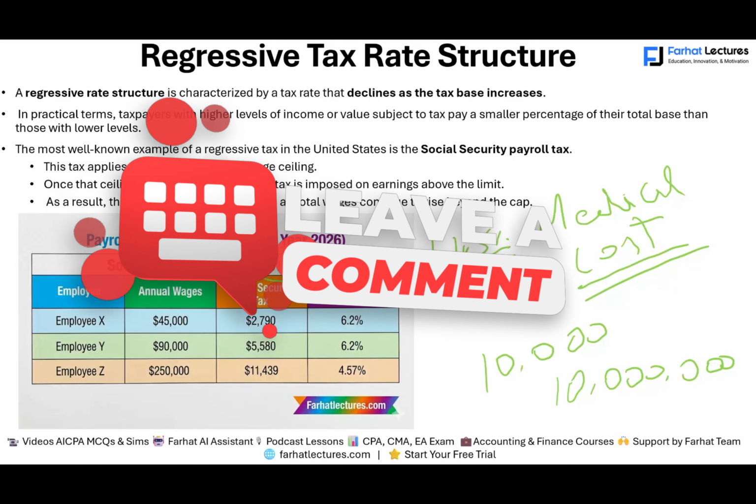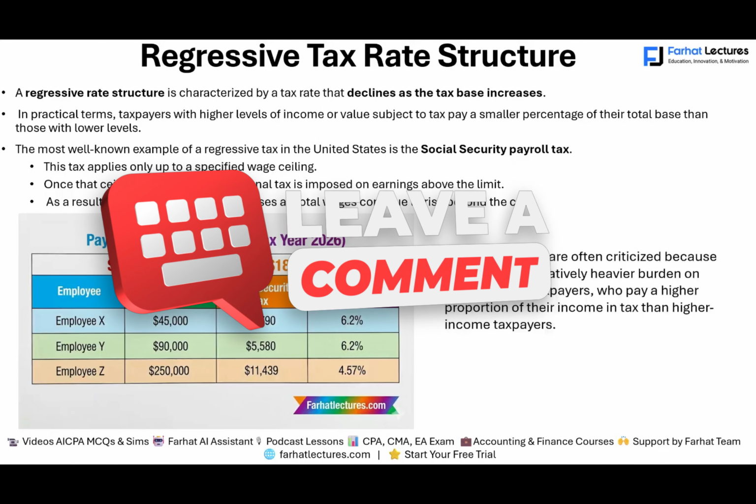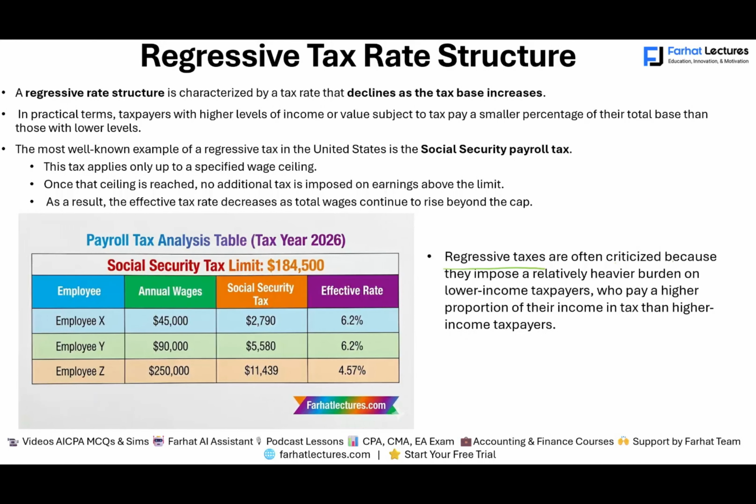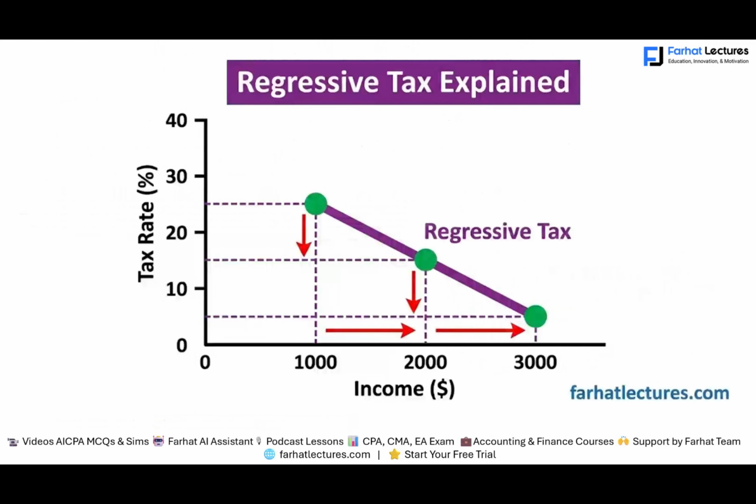At this point, you are retired and you qualify for the medical care. Therefore, you don't stop paying. It's flat forever. So regressive taxes are often criticized because they impose a relatively heavier burden on lower income taxpayers who pay a higher proportion of their income in tax than higher income taxpayers. So you understand this. Despite this concern, regressive taxes remain a significant component, which is part of the Social Security. So the regressive, basically, as you make more, the percentage of your income goes down.